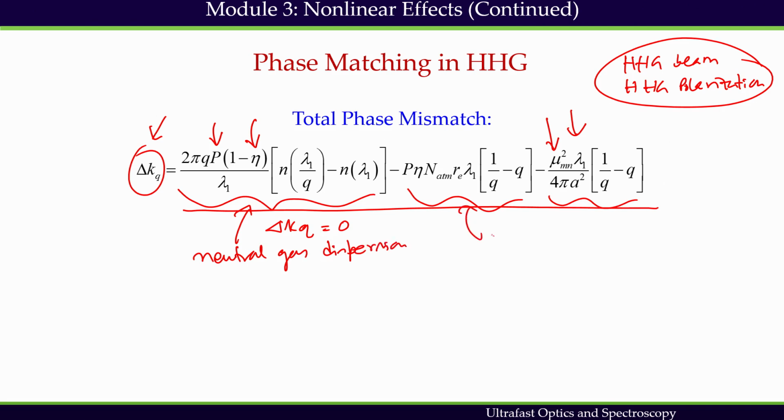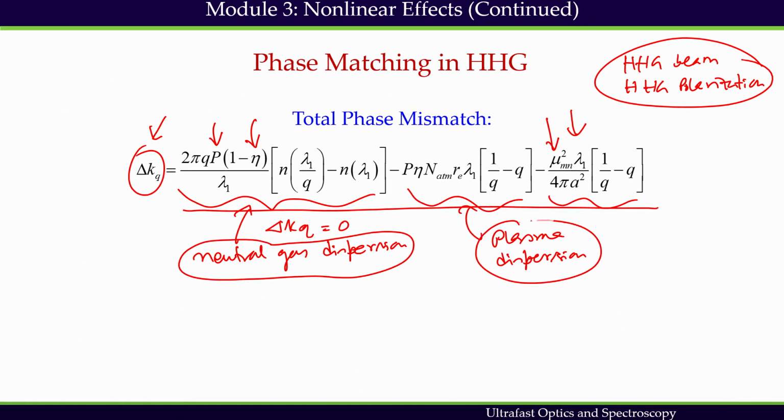And this one is plasma dispersion. These are the two important contributions in the HHG process. And we'll see that by balancing these two contributions, we'll be able to achieve this delta K equals 0.